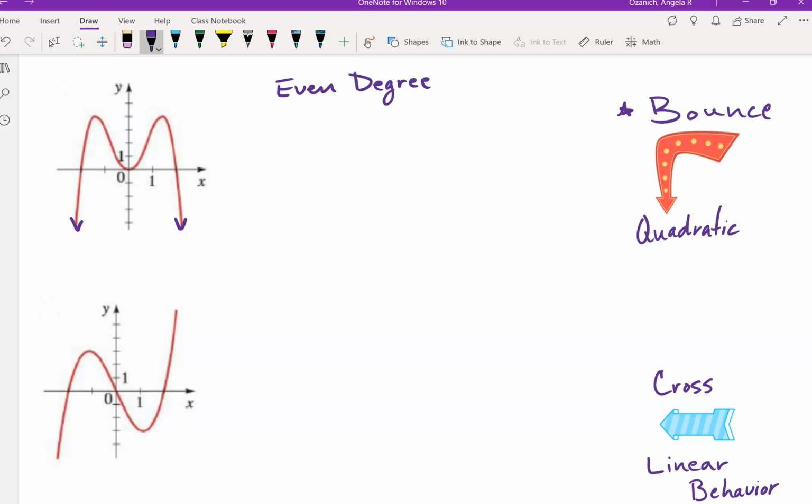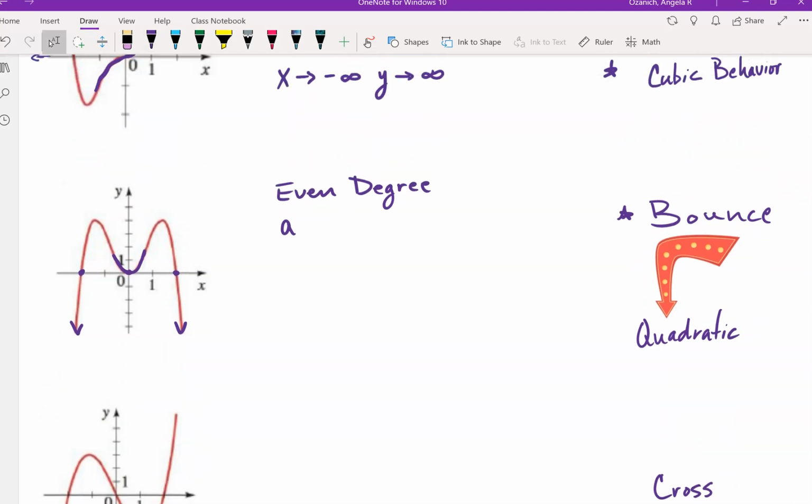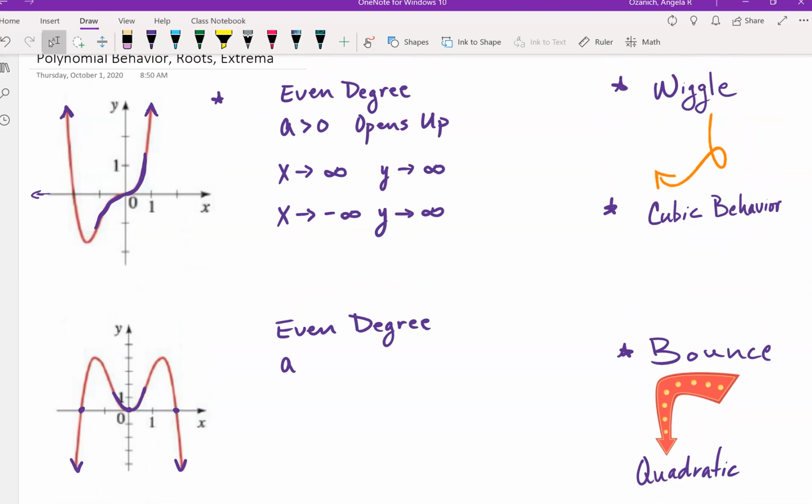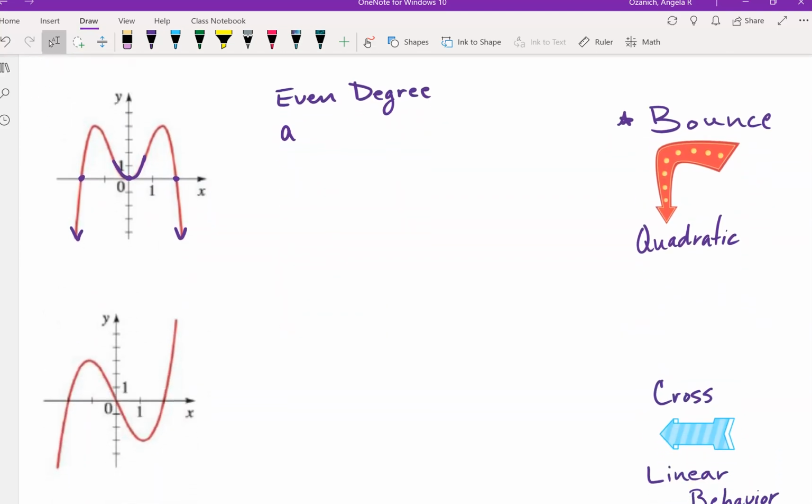You can tell that also by the number of zeros it has across this quadratic bouncing behavior right here, which is actually going to be a double zero. So it's going to be 1, 2, 3, 4 zeros that I can see in my polynomial function. So I know it has an even degree. I know the a value is not greater than 0 for opening up, but less than 0. So it's going to be negative, and it's going to open down on the left and down on the right.